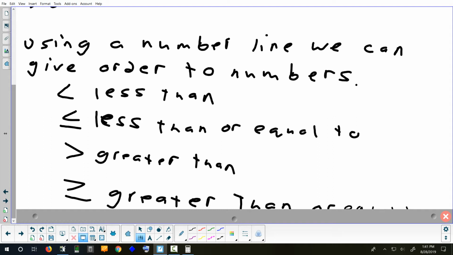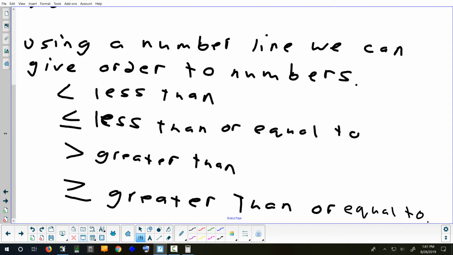And once you give order to numbers, that's when you can use these symbols, right? Because now you're ranking numbers. You're saying, okay, this one is bigger than this one, kind of giving them an order. Are there any questions on any of the inequality symbols? In Algebra 1, I would spend a lot of time on this; we talk about alligators, the bigger number eating the smaller number.